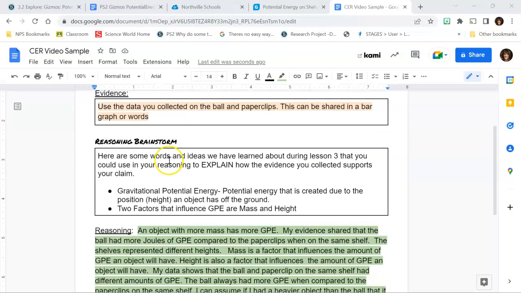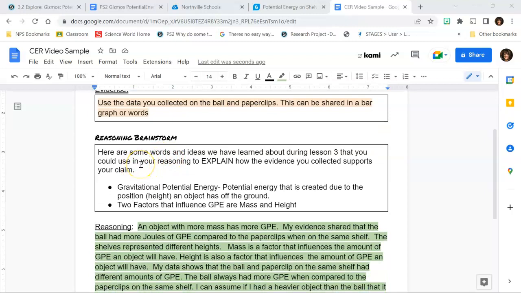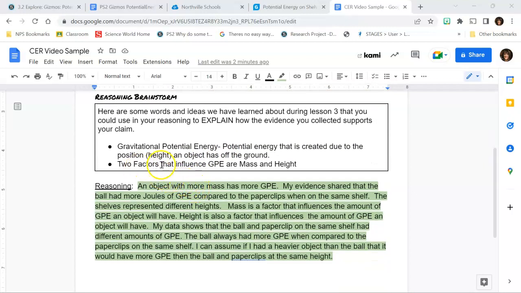Before you reason, you must brainstorm what you know already about the science behind gravitational potential energy. We know that gravitational potential energy is potential energy that is created due to the position or height an object has off the ground. We also know that there are two factors that influence gravitational potential energy, and that is mass and height. I will use what I know and what I've learned in science to explain why my evidence supports my claim. Here's my reasoning in green.